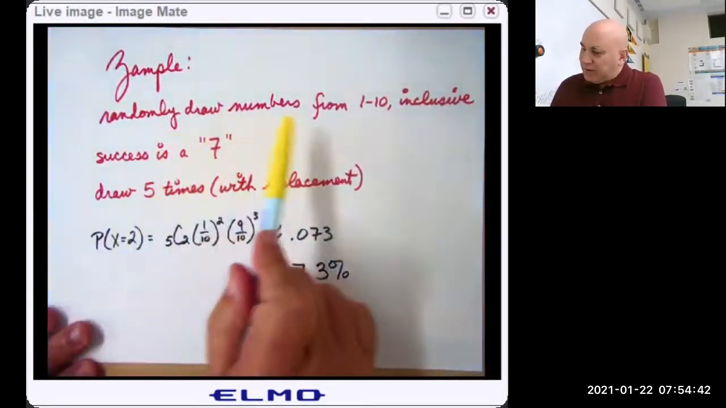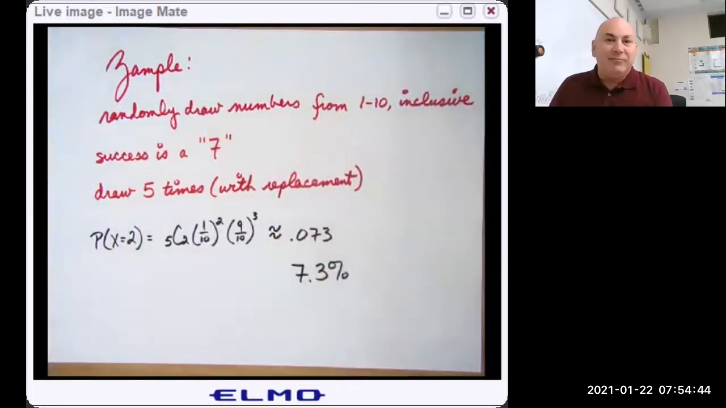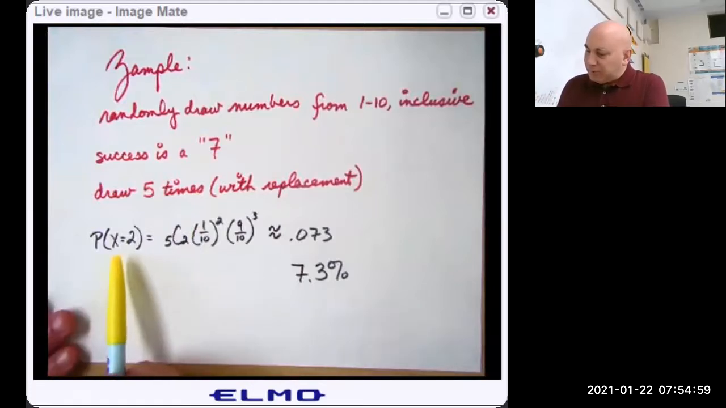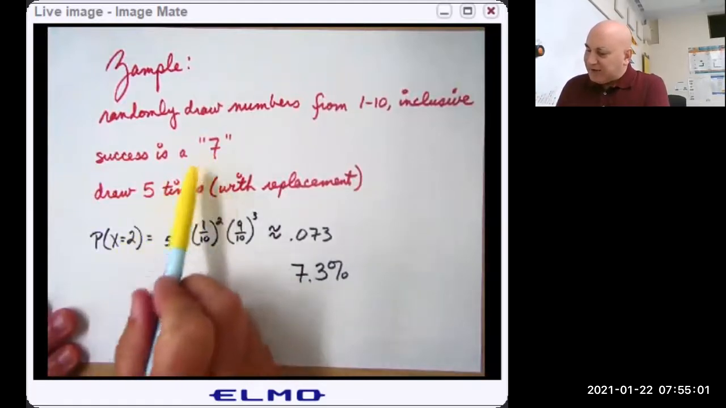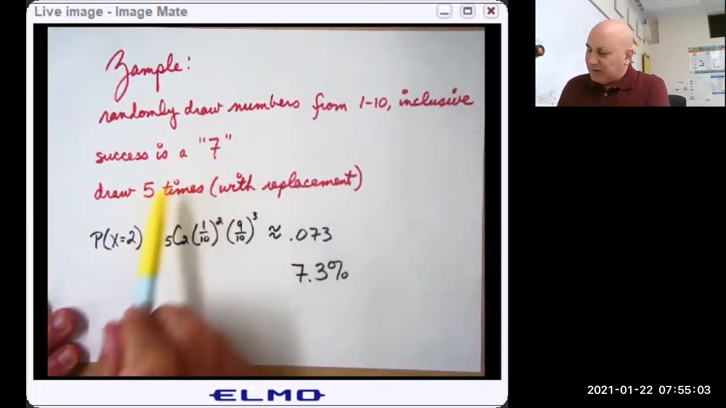So we're going to randomly draw numbers out of a hat, and those numbers go from 1 to 10 inclusive. We're going to say success is a 7. We're going to draw 5 times with replacement. Remember that when you do it with replacement, that's going to give independence. What's the probability that we're going to draw exactly 2 7s out of 5?